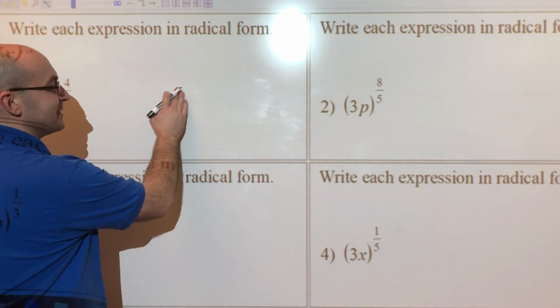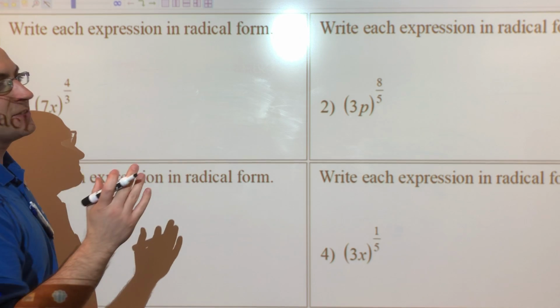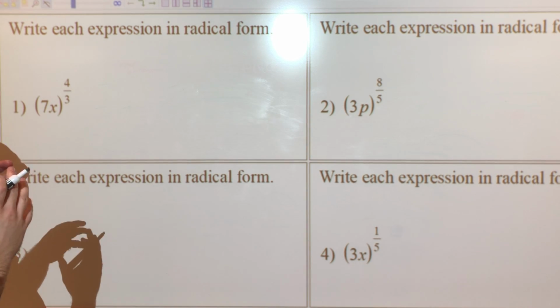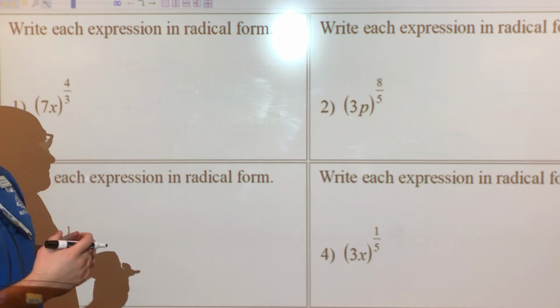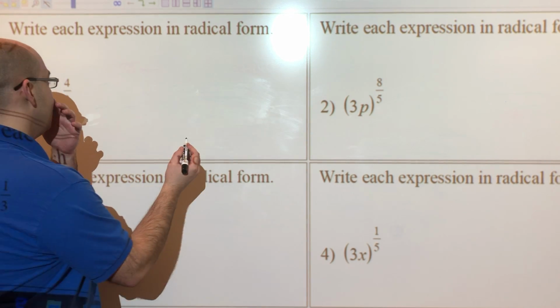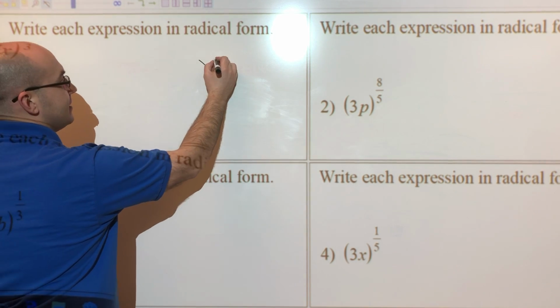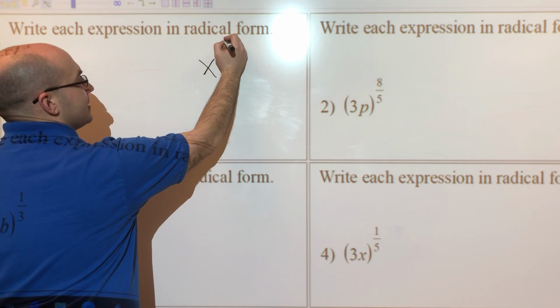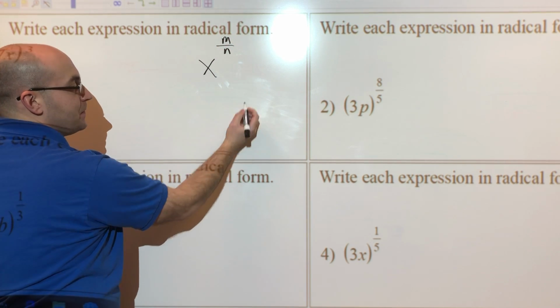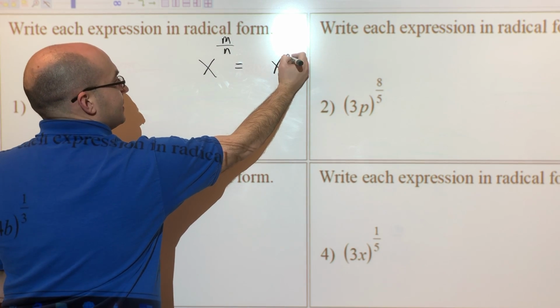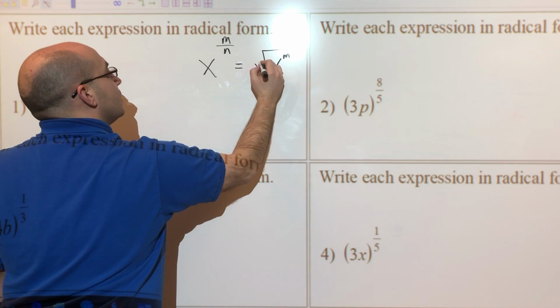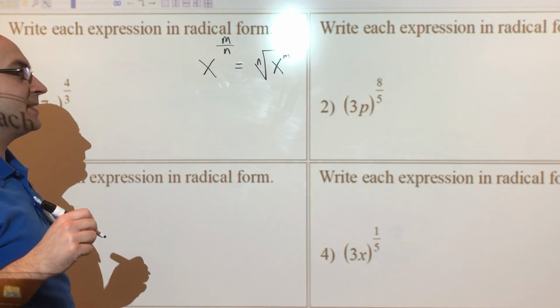It's just ridiculous. Okay, so there is a correlation between rational exponents, or fractional exponents, and radicals. The idea is very simple. Any base raised to the m over n power is the same thing as that base to the m power with the n index. So this is the index.